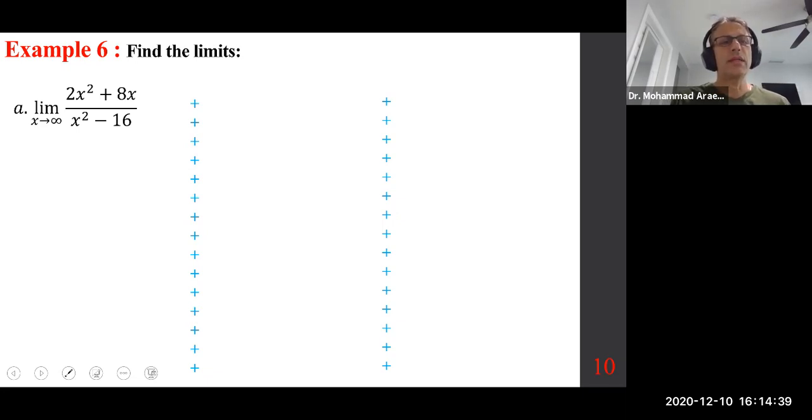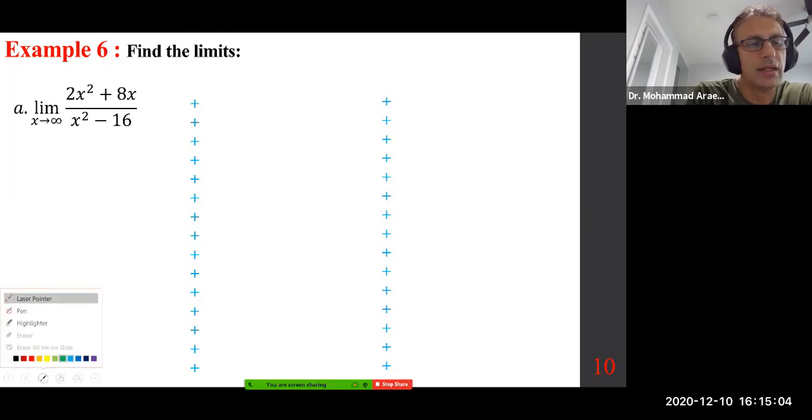We want to find the limit as x approaches infinity. I hope you remember that when that happens, the technique was to divide by the highest degree in the denominator. So I want to discuss a couple of things, and then I'm going to go over the indeterminate form and so forth. Basically, when you do limits, you plug in and you observe.